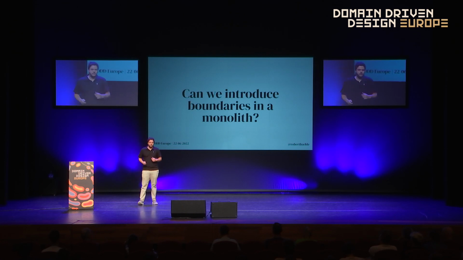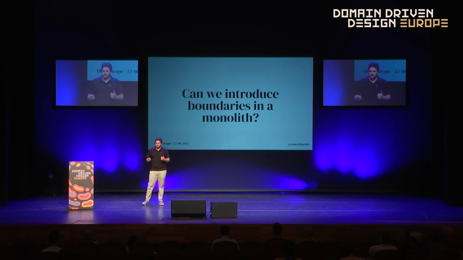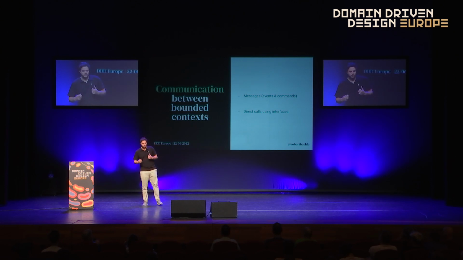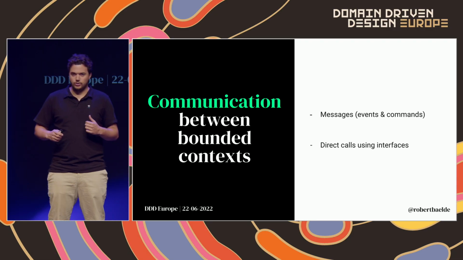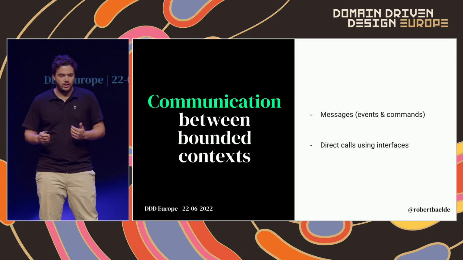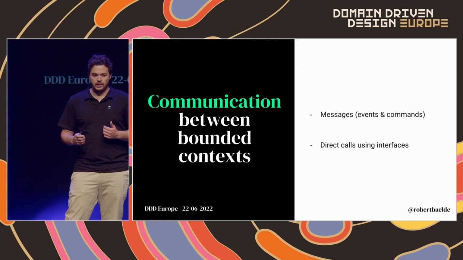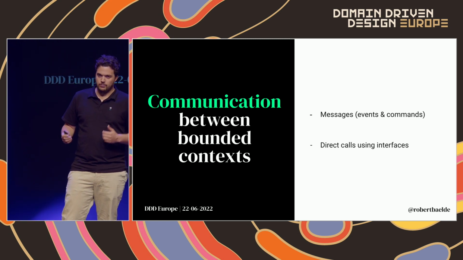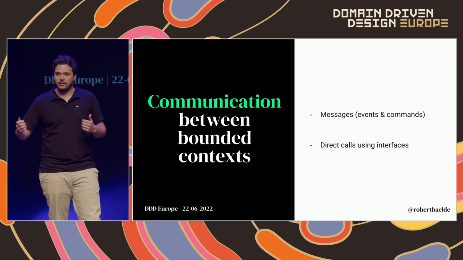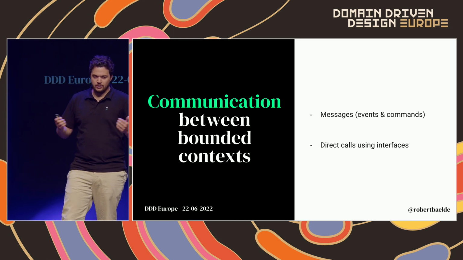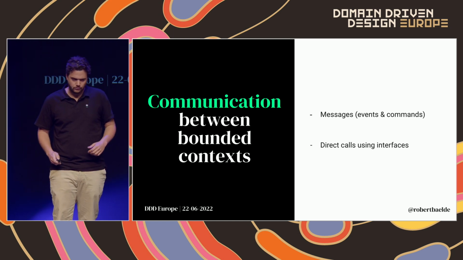So first of all, we need to look at how we can actually communicate between bounded contexts that are in the same monolith. And there are two patterns for this. One is messaging, and the other one is direct calls using well-defined interfaces or contracts. You might see a really big similarity between these communication patterns and the ones you see between microservices, because microservices can also communicate through events and messages, and their direct HTTP calls are the same as direct calls using interfaces.